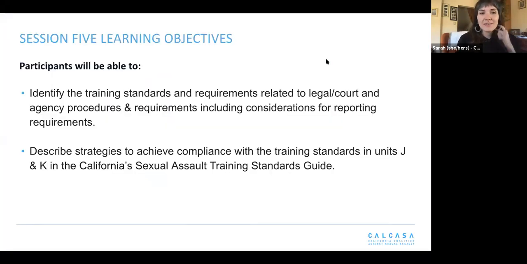Session 5 learning objectives. We are hoping that folks will be able to identify the training standards and requirements related to legal and court, also agency procedures and requirements, including those considerations for reporting requirements for your advocates. Secondly, we're hoping that folks will be able to describe strategies to achieve compliance with the training standards in both units J and K in the California Sexual Assault Training Standards Guide. So as always, we'll be sending a survey out at the end of this, and please give us your feedback and let us know how we did in meeting those learning objectives.